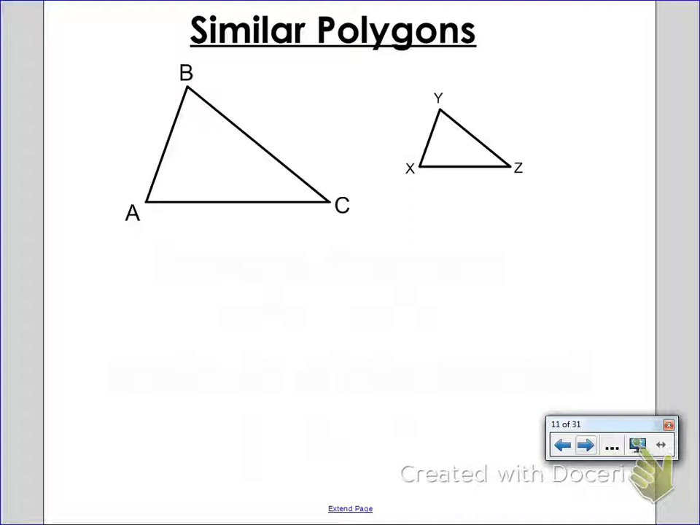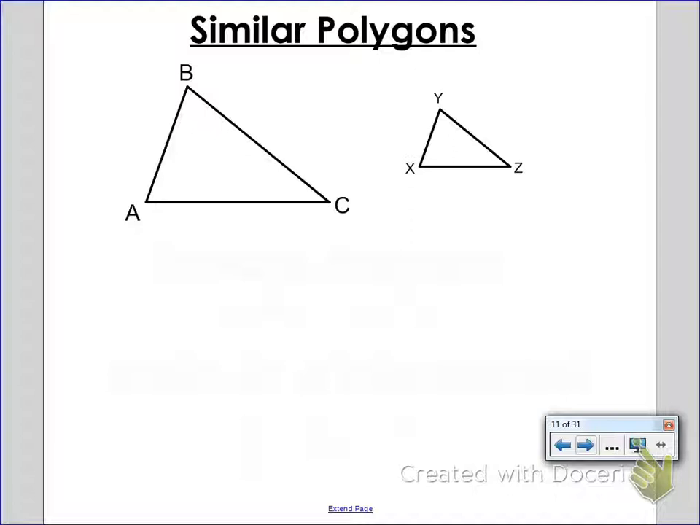This will be similar to what we did with dilations in our transformations unit. So these two triangles are an example of similar polygons. You see they're both triangles. They look very similar as far as dimensions. Just one of them, triangle XYZ, is smaller than triangle ABC.